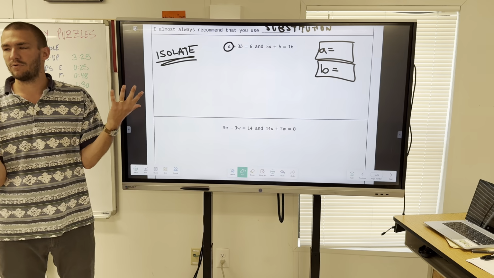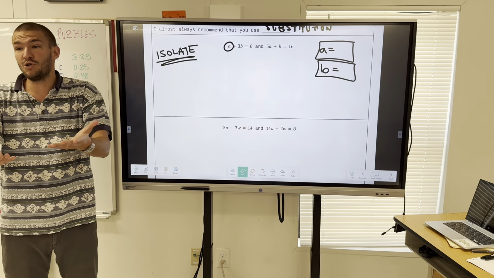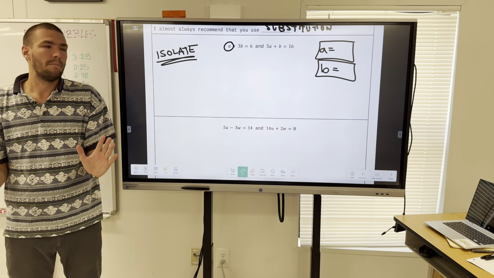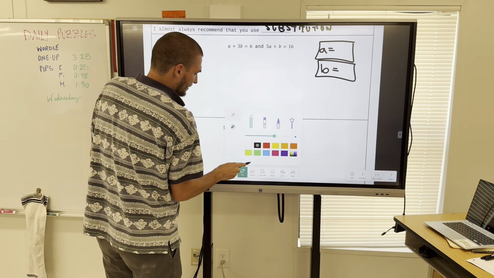Are there any other variables that would be okay to go for? B in the second. The b in the second, and you could do that, 100%. But I think we might as well start on the left side. So cool, let's start over here.